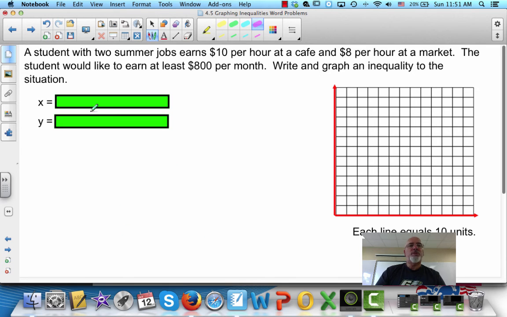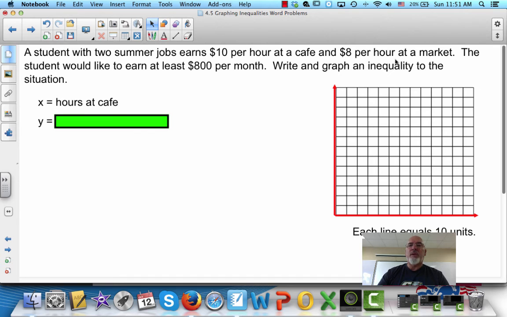Okay? A student with 2 summer jobs earns $10 per hour at a cafe and $8 per hour at a market. The student would like to earn at least $800 per month. Write and graph an inequality to, well, it should say to model the situation. All right. So, $10 per hour at the cafe, so the X is going to be the number of hours at the cafe. $8 per hour at the market, so Y is going to be the hours at the market.